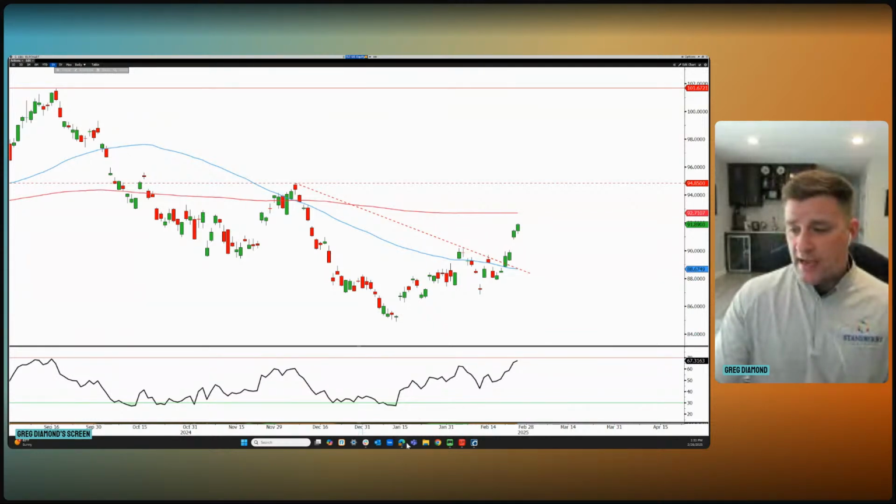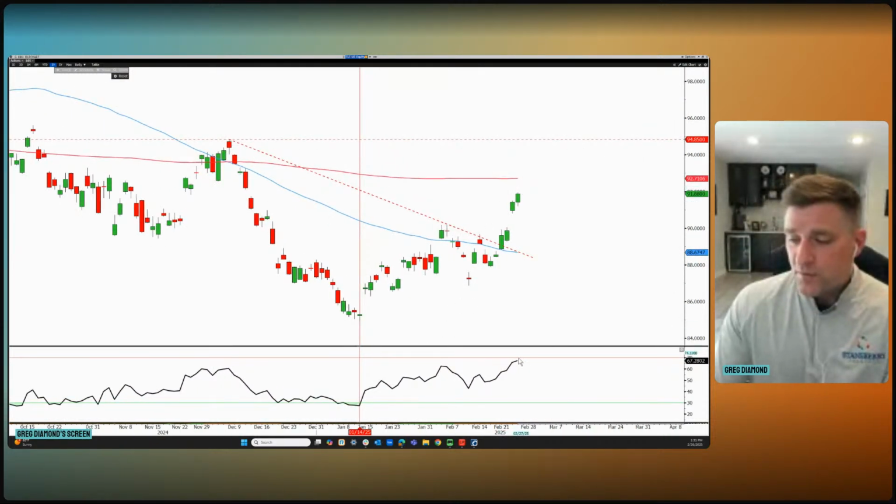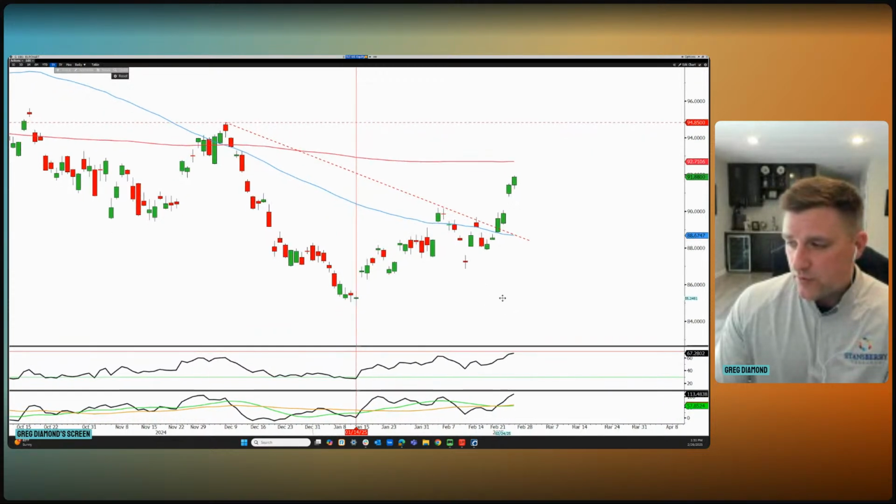Okay, so I highlighted that. You know, TLT bottomed on January 14th. You can see that here, and now we're rallying. Now, what's also important here is that we can see that RSI is getting into a little overbought territory.